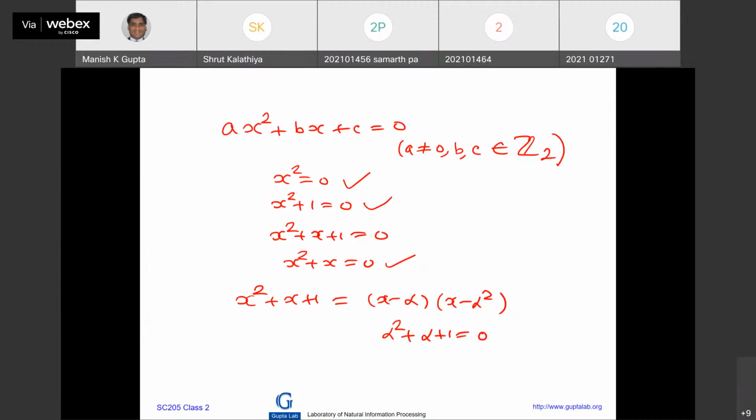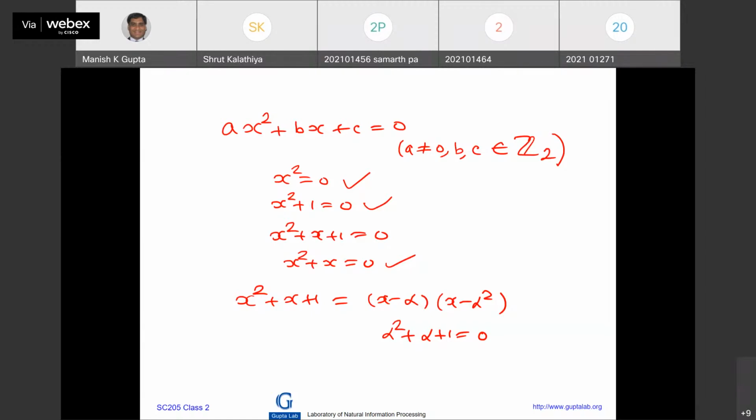So the roots of this equation are alpha and alpha square with this condition satisfied. That means they are outside Z2, right? Same approach, just like with the reals. If you take the equation x square plus 1 is equal to 0 over the reals, the roots are complex numbers, so it is in the complex plane. In the same manner, these roots alpha and alpha square are outside of Z2 or GF2. They are in the GF4 field with 4 elements.